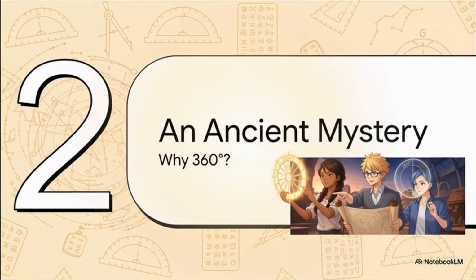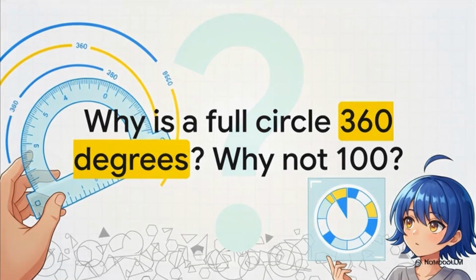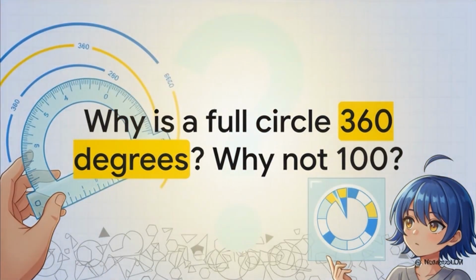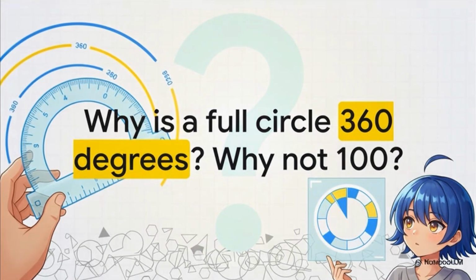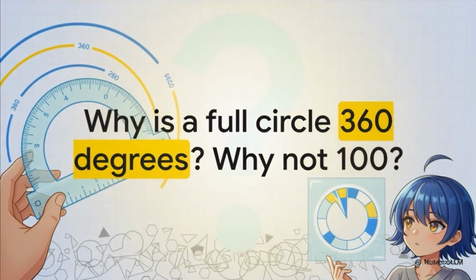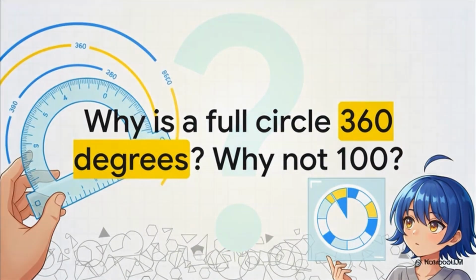So now we know what they are, but how do we measure them? Well, we use degrees. And that, my friends, leads us to a really cool ancient mystery. Why on earth 360? No, I'm serious. Think about it. We count in tens for pretty much everything else. So why is a circle chopped up into 360 parts? It feels totally random, doesn't it? Like 100 would make so much more sense.